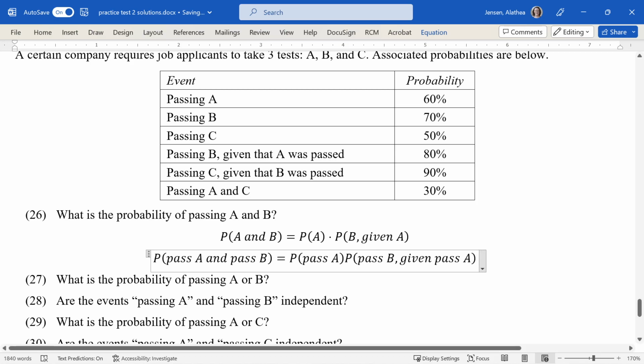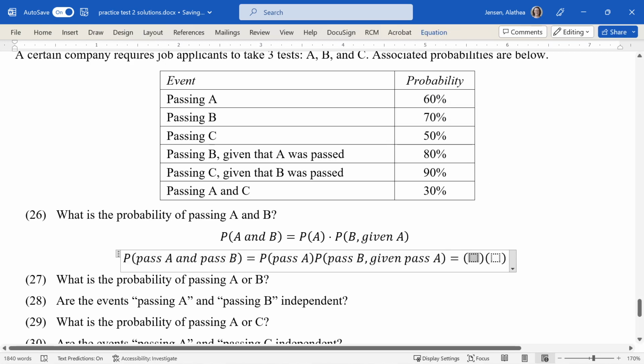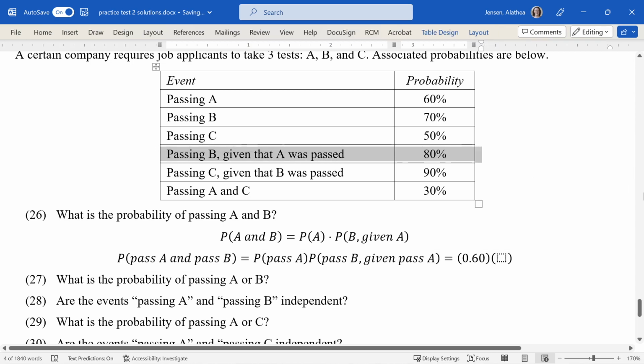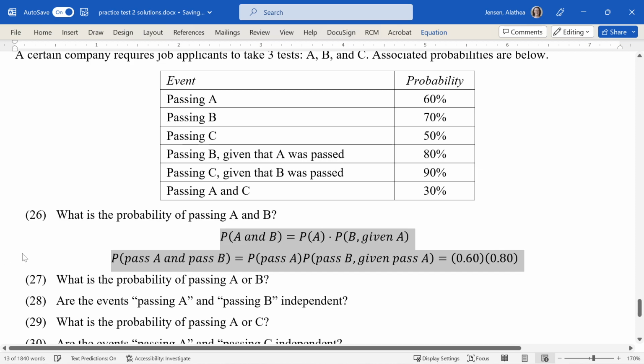Okay, so what are my numbers here? The probability of passing A is right here, 60%. Since I'm going to be multiplying probabilities together, I need to put this in decimal form, like that. Now, the probability of passing B, given that A was passed, is right here. It's this row, 80%, or 0.80. And now you can leave it like this. It's totally fine. So I'm just going to leave it like that right there.